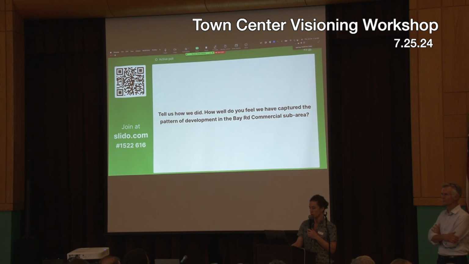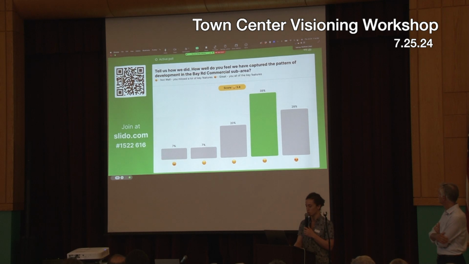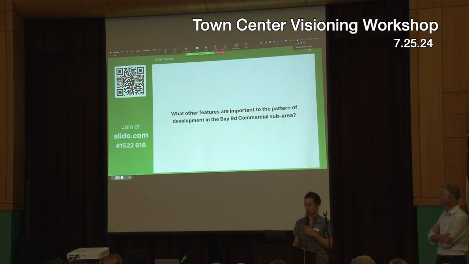Okay. Since we're running a bit short on time, I'm going to go ahead and advance that so you can see how we did. So about the same. So we're getting most of it, but there's still things that are missing. So with that in mind, what are we missing? What other features about this area are important that we should be understanding and reflecting and building on going forward?